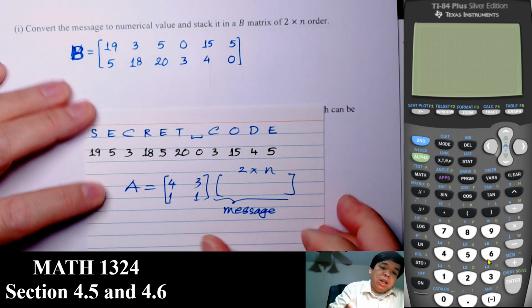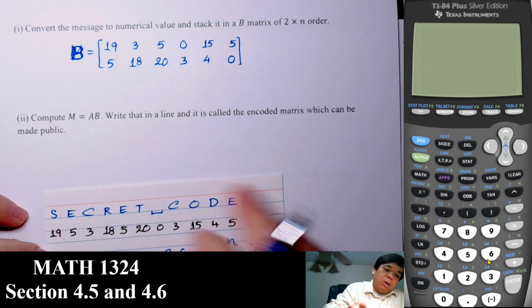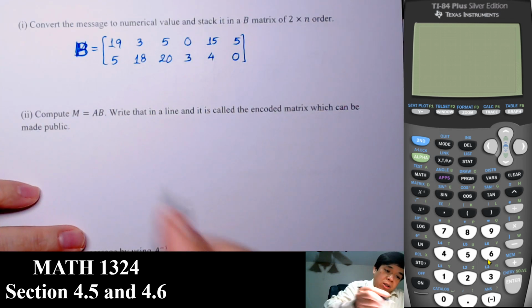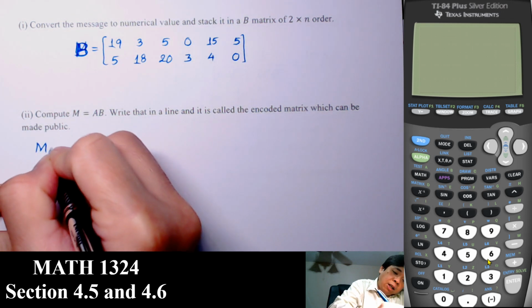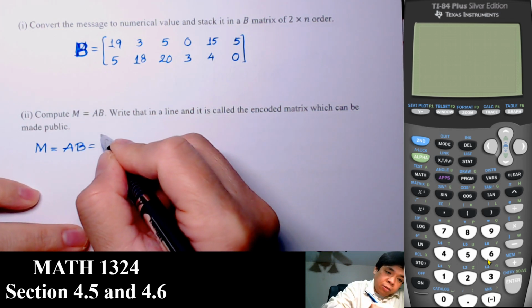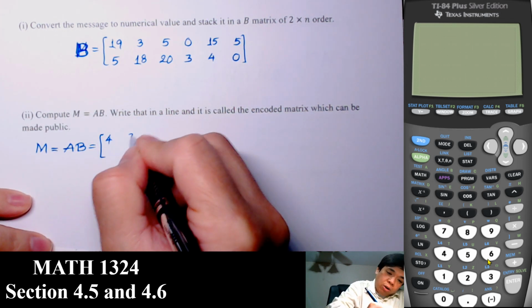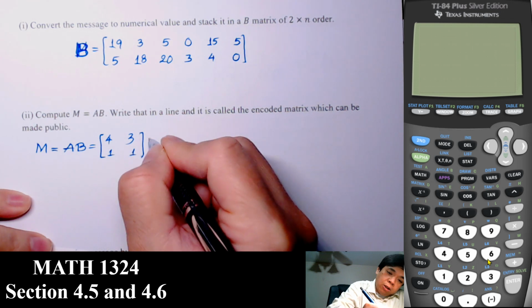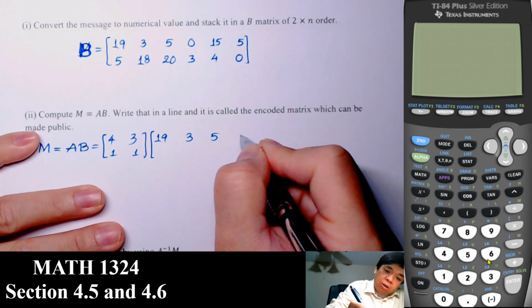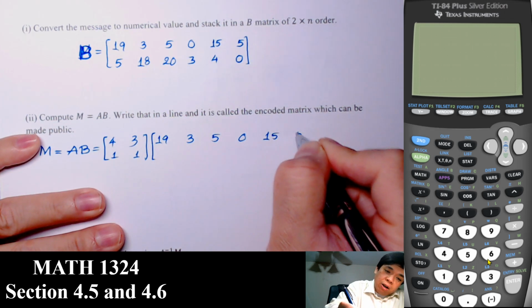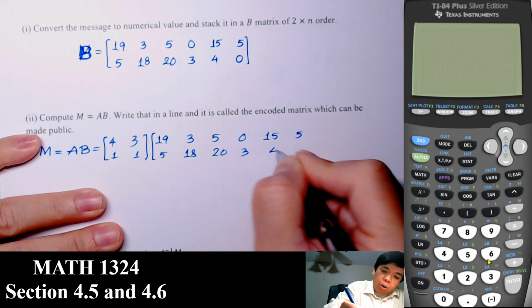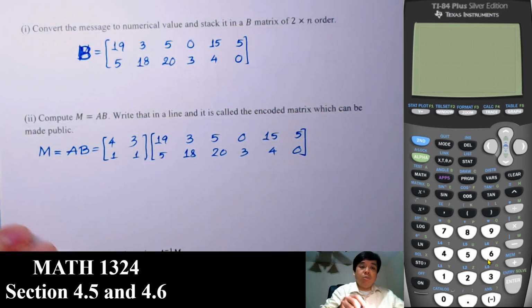Right. Now to encode it, we compute M equals A times B, and that is the encoded message. So we construct M equals AB. A is 4 3 1 1 and B is 19 3 5 0 15 5, 5 18 20 3 4 and 0. Now we just multiply them.